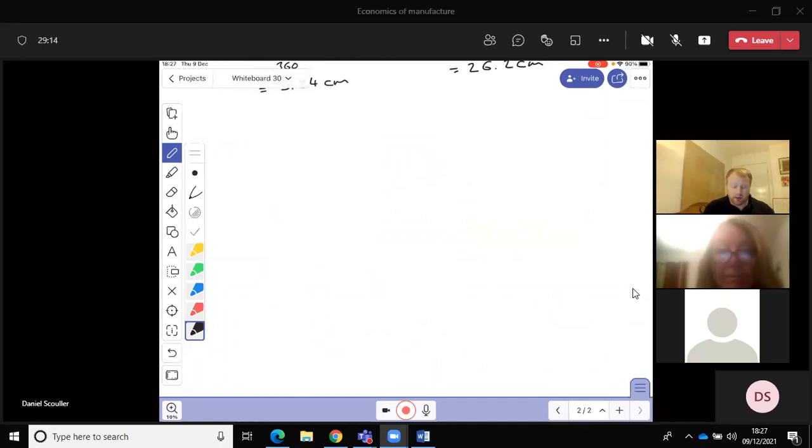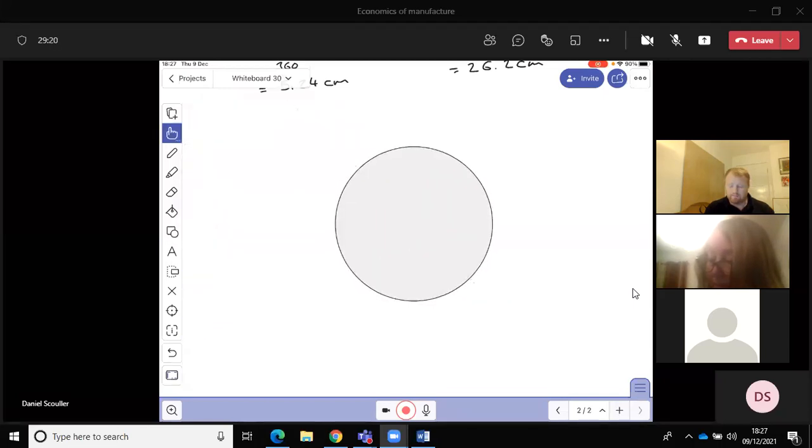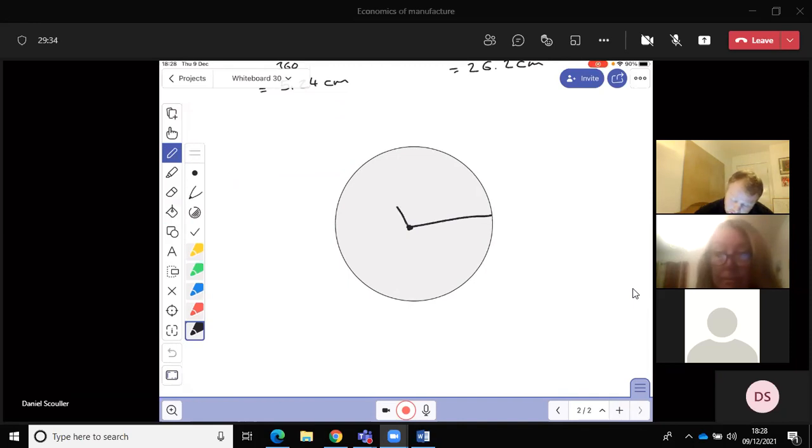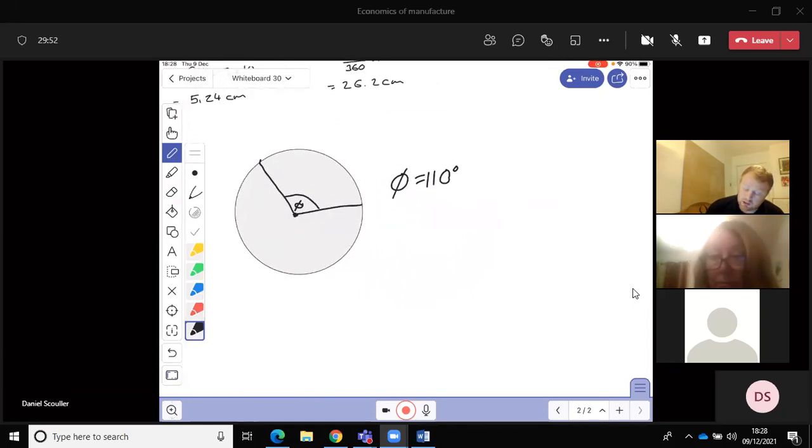Similarly, we can look at the circle area, and we can be asked about the circle area. So if we've got a sector, let's do it from the centre like that. Sorry about my terrible drawing, guys. We have an angle in there, and let's say it's 110 degrees, and say the diameter this time is 14 centimeters.